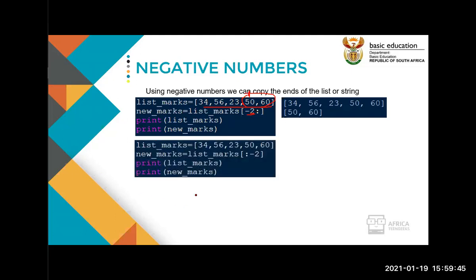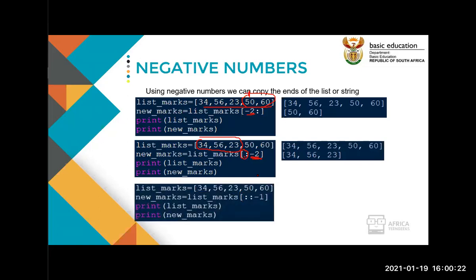Then we have what happens if we put the number at the end instead of at the beginning. It just means we will copy everything from the beginning because we didn't put a number there, and we will copy right up till the second last number. So in this case, if I copy everything till the second last number, I'm copying that 34, 56, 23. Why? Because I'm saying copy everything till the second last. Second last are those two. There we go, 34, 56, and 23.